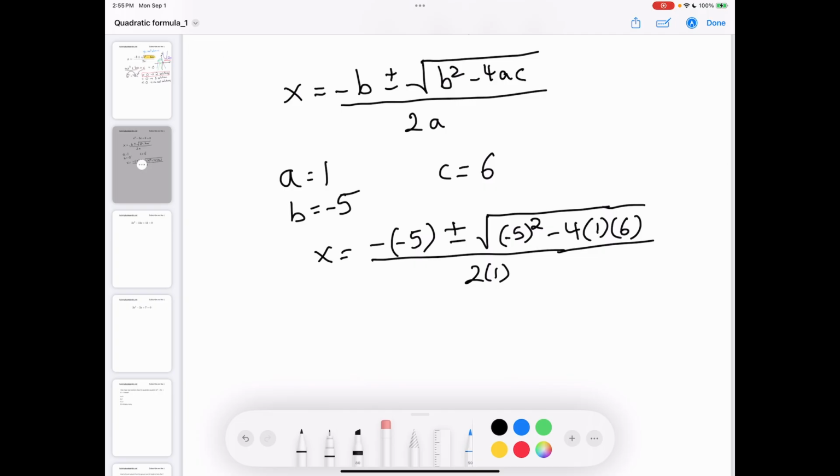Let me make this a little smaller. Okay. All right, so now we have a double negative here, a negative next to another negative. So this here becomes positive 5, okay?